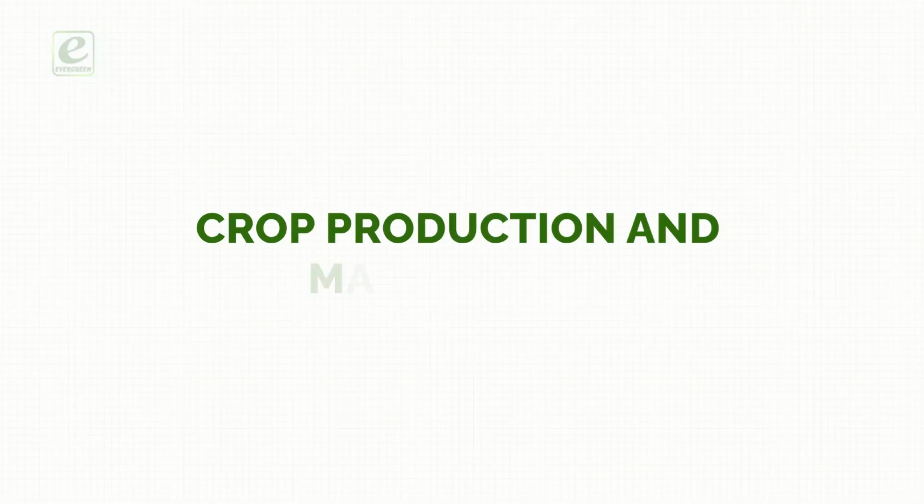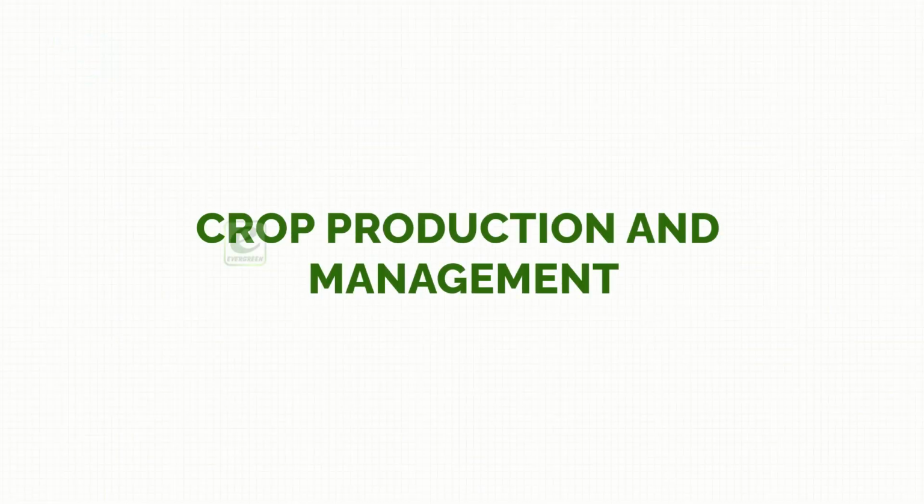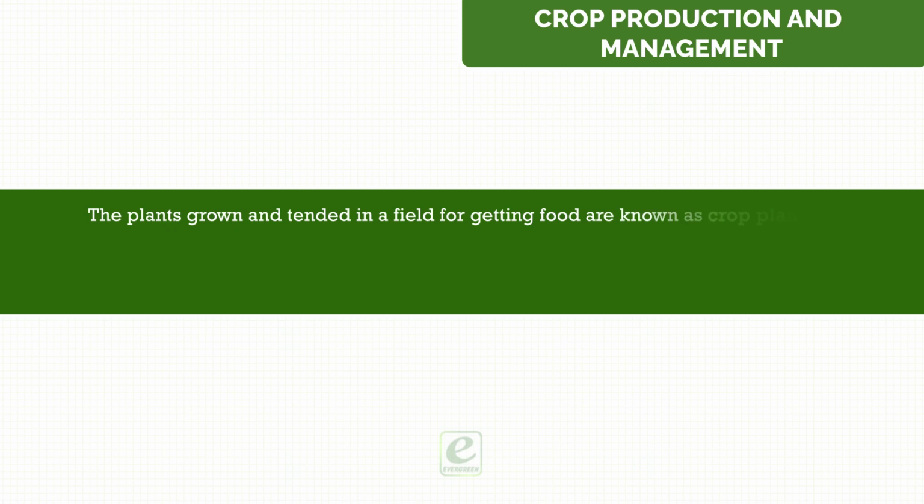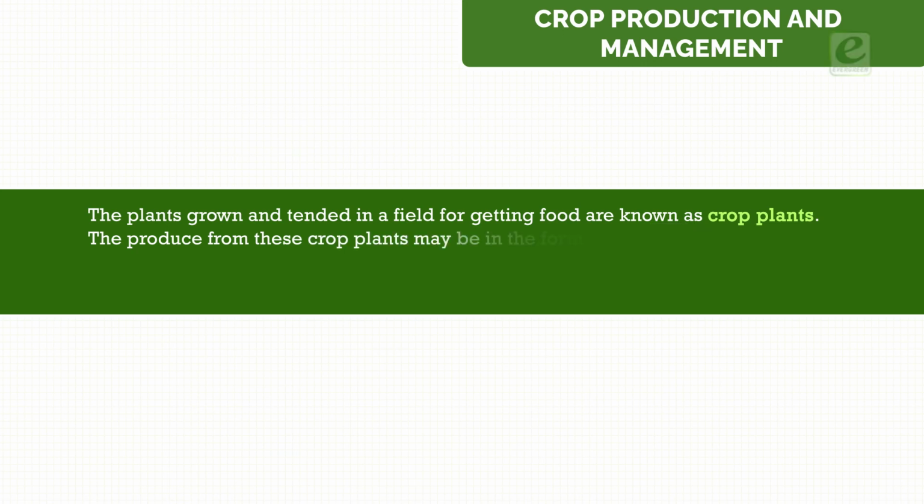Crop production and management. The plants grown and tended in a field for getting food are known as crop plants. The produce from these crop plants may be in the form of grains, roots, fibers, etc.